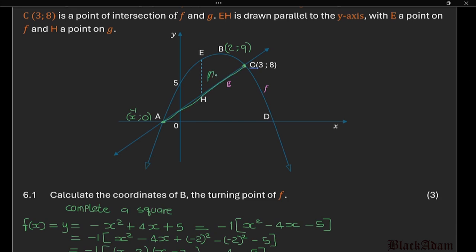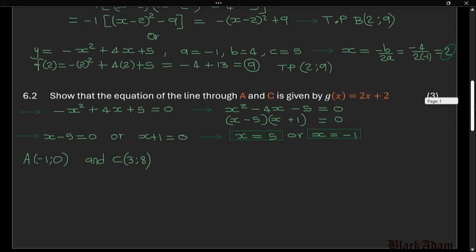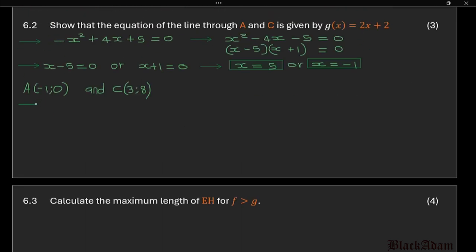Okay, so our gradient AC. We're going to use A as x1, y1 and C as x2, y2. So gradient AC is going to be y2 minus y1, changing y, over x2 minus x1, changing x. So changing y over changing x, that's the gradient. That is 8 minus 0, and then it's 3 minus bracket minus 1.